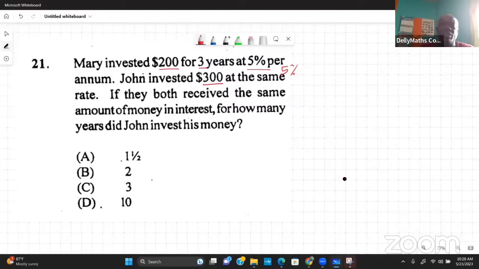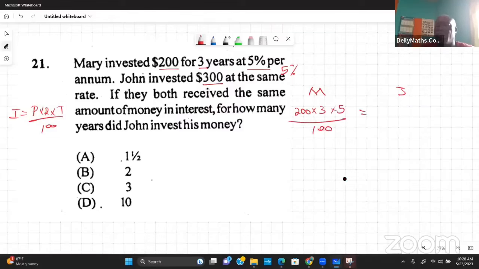So what you could do, you could line them up side by side if you want. You could say, this is Mary and this is John. What is simple interest? Simple interest is equal to P times R times T over 100. That's one approach. So you could say for Mary, 200 times 3 times 5 over 100. And this should equal, for John, 300 times 5 times T. We don't know what the T is, over 100, because they're asking us for the time.